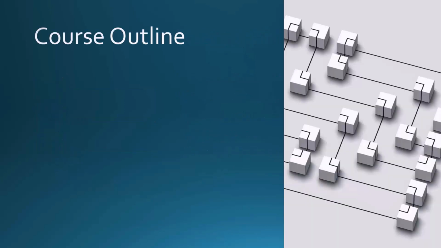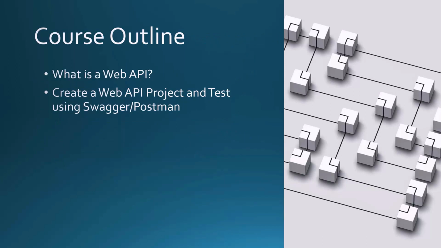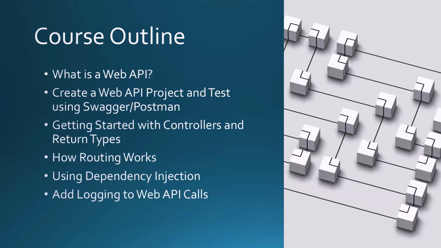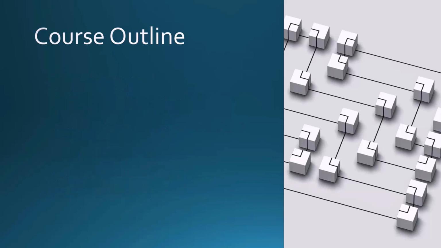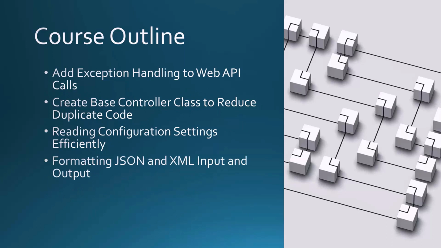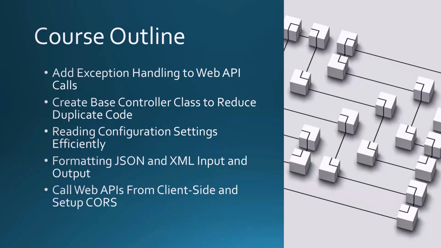Let me go briefly through what's covered in this course. What is a web API? Create a web API project and test using Swagger and Postman. Getting started with controllers and return types. How routing works. Using dependency injection. Add logging to web API calls. Add exception handling to your web API calls. Create a base controller class to reduce duplicate code. Reading configuration settings efficiently. Formatting JSON and XML input and output. Call web APIs from the client side and set up CORS.